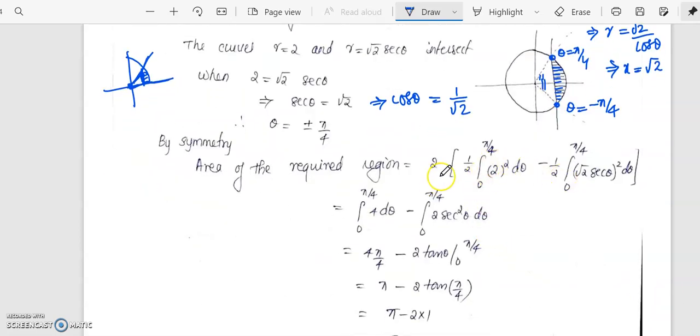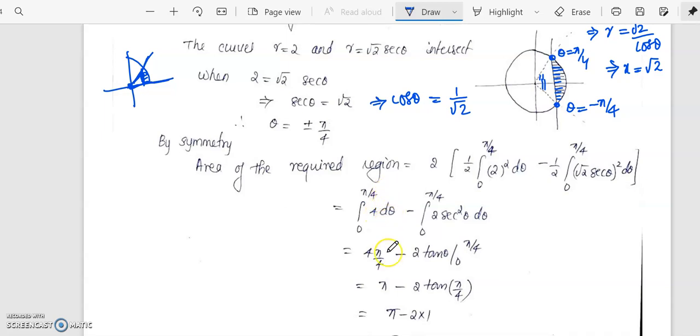So 1 by 2 and 2 will cancel off. So we'll get integral 0 to pi by 4 d theta minus integral 0 to pi by 4 2 sec square theta d theta. So the integral value will be 4 theta. Apply the limits from 0 to pi by 4.